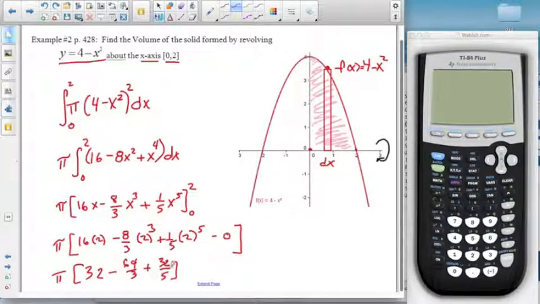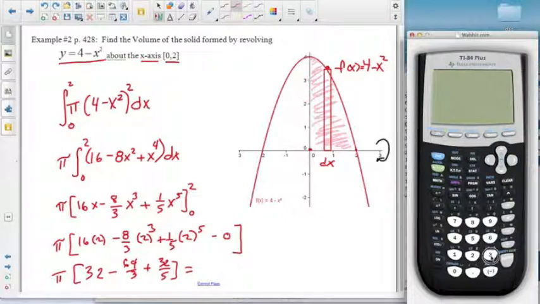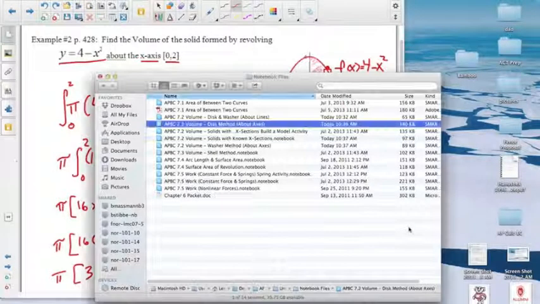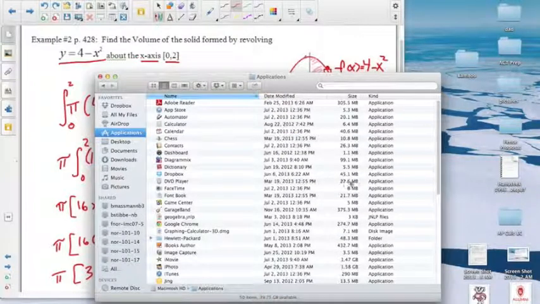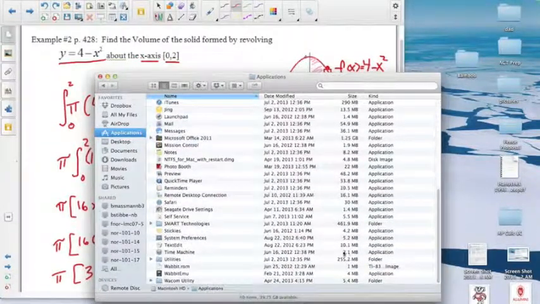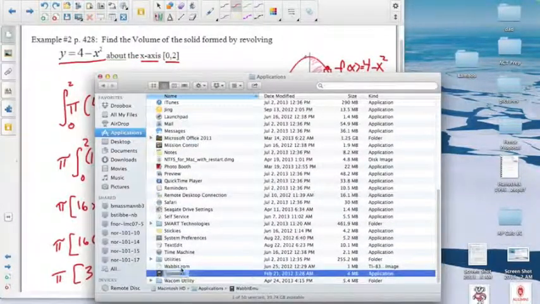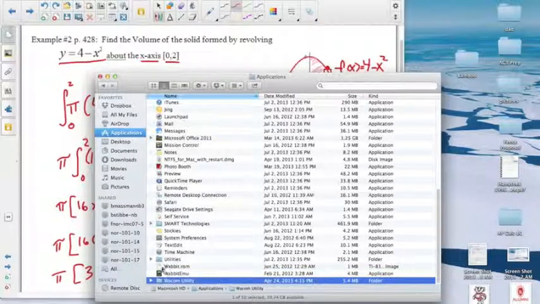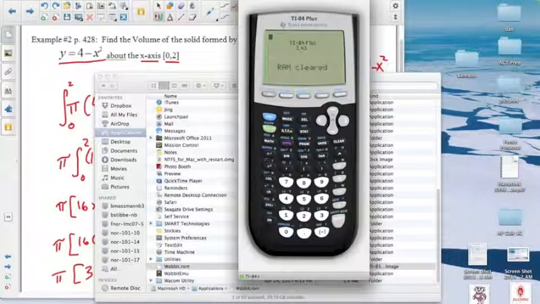And if we combine all these fractions together, we can do that with a calculator easily enough. Let's get that calculator back up there. There we go.